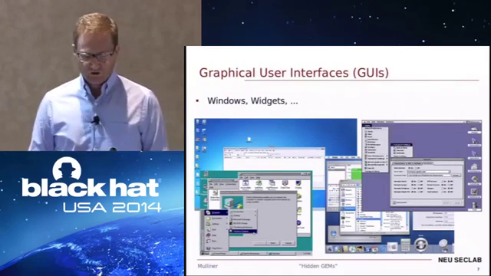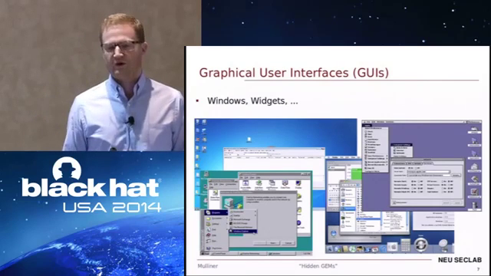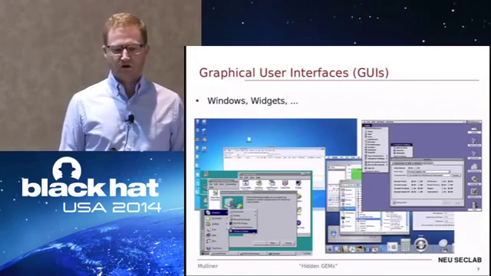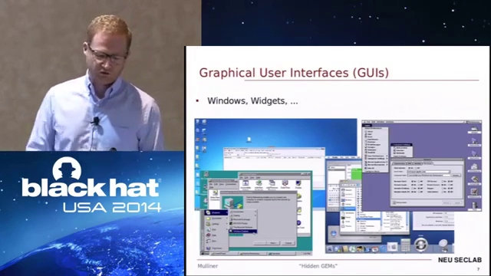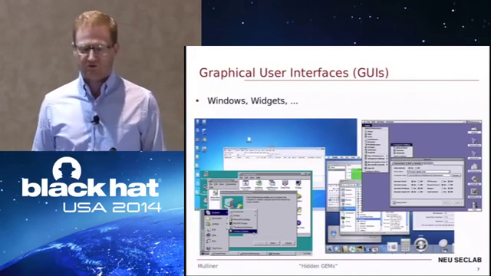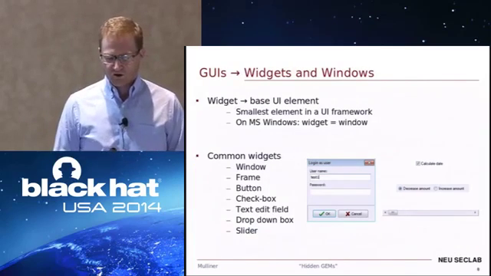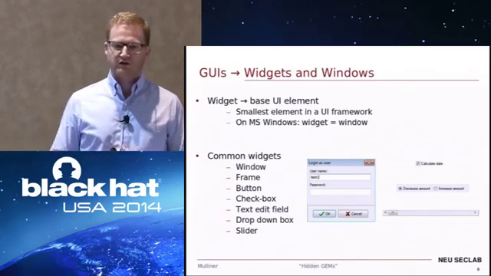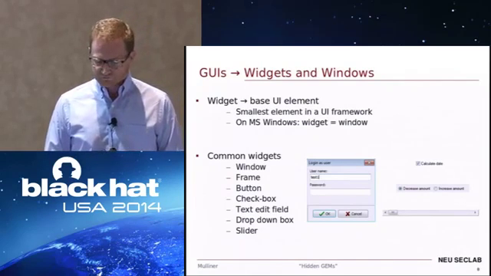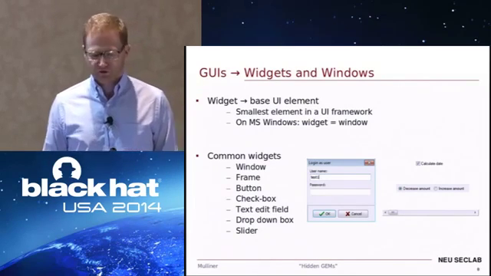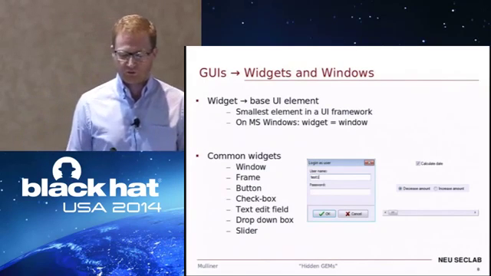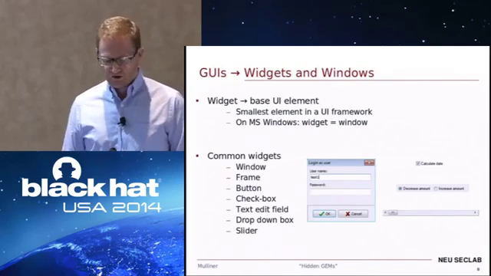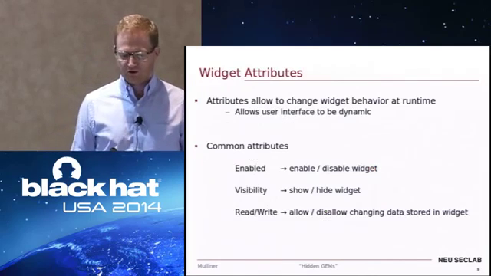So, a graphical user interface is basically a collection of windows and widgets. On Microsoft Windows, a widget is a window, so they just use other terms, but basically the smallest element is a widget. It is a base element. It means the smallest thing you can address within a UI framework. And you all know the really common widgets like a window, a frame, a button, a checkbox, a text edit field, a drop down, a slider, and so on. It's really the basic things.